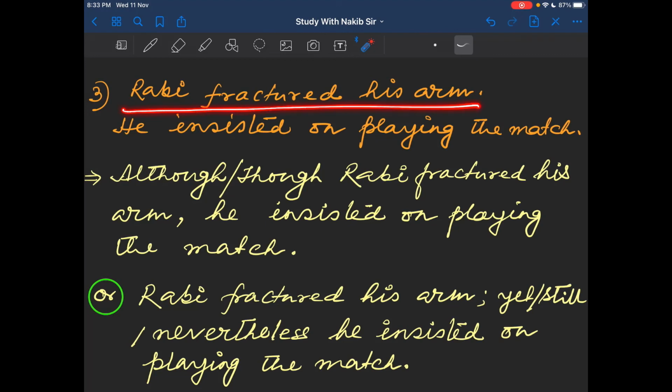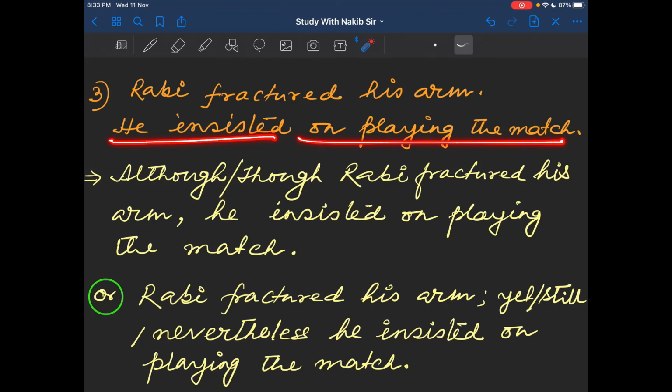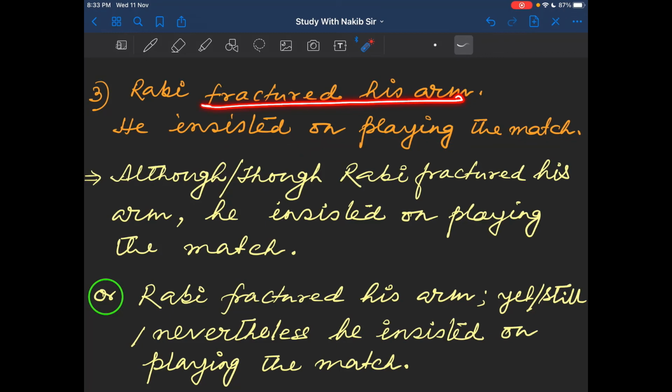Robbie fractured his arm. He insisted on playing the match. See the relation. He fractured his arm, yet he insisted on playing the match. The relation is contrastive or adversative. When it is so, you have learnt already, you can use although, though, yet, still, nevertheless, all these conjunctions. Now see your first answer.